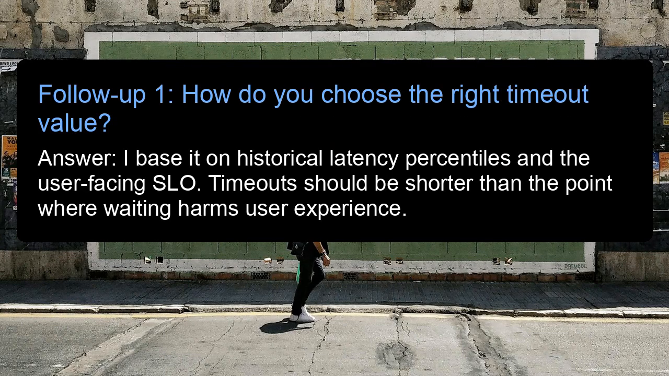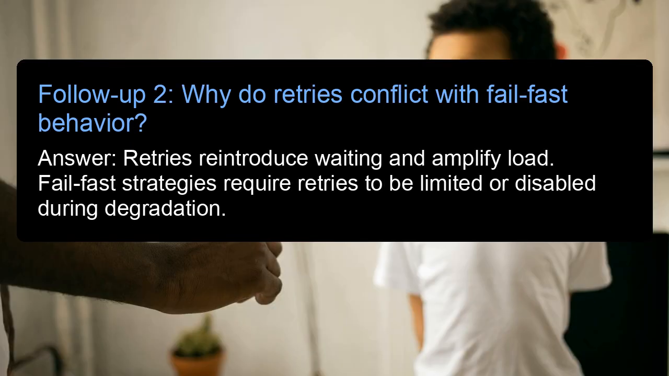Follow-up 1. How do you choose the right timeout value? Answer: I base it on historical latency percentiles and the user-facing SLO. Timeouts should be shorter than the point where waiting harms user experience. Follow-up 2. Why do retries conflict with fail-fast behavior? Answer: retries reintroduce waiting and amplify load. Fail-fast strategies require retries to be limited or disabled during degradation.